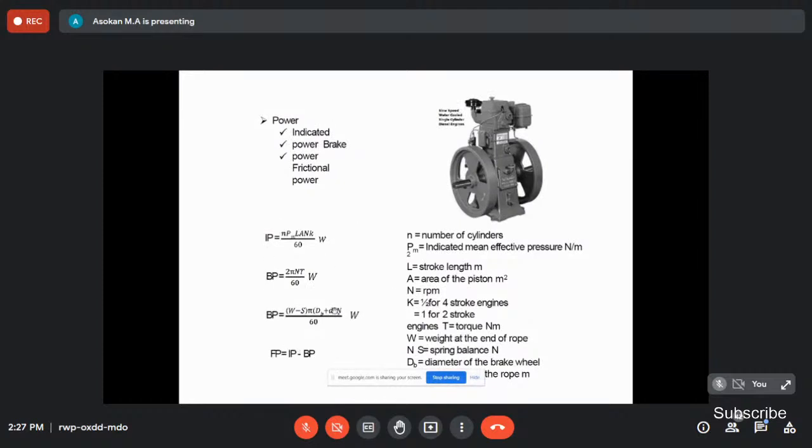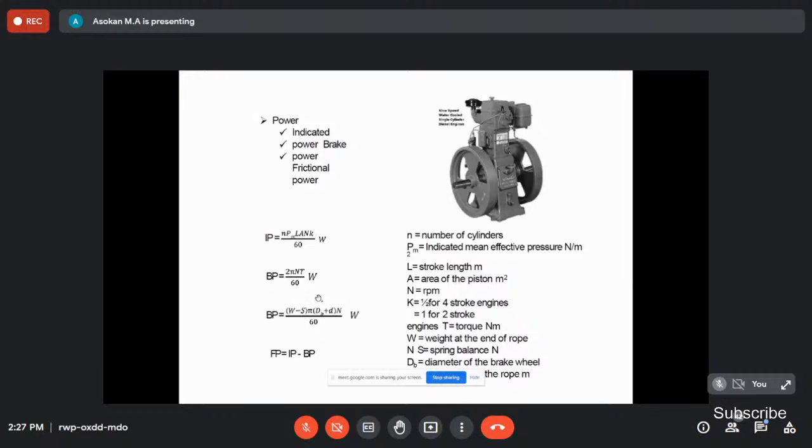Already we know the indicated power and the brake power. If we are using the pony brake, we will use this formula: brake power is 2 pi NT by 60. If we are using the rope brake dynamometer, then we can use this formula: (W minus S) by (dB plus d) by 60. Right? W is the weight and S is the spring balance reading.